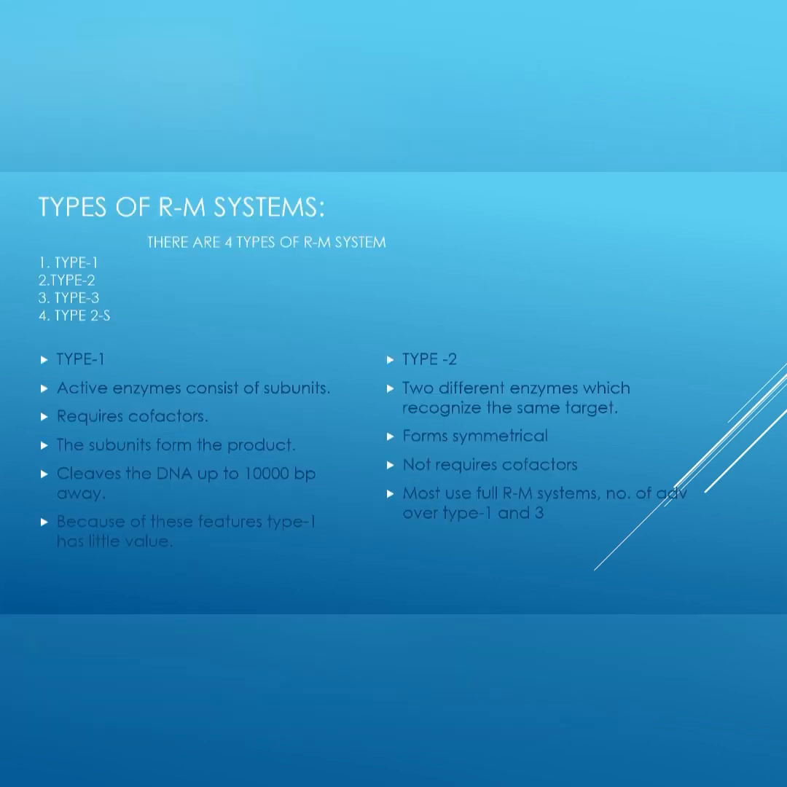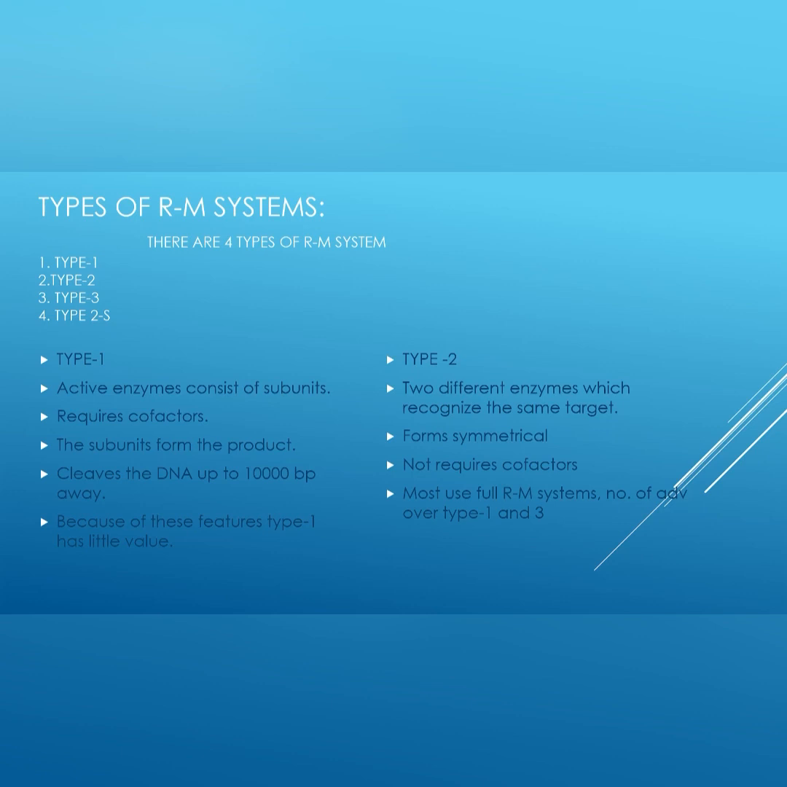Now let's talk about the types of RM systems. RM means restriction and modification systems. There are 4 types of RM systems: type 1, type 2, type 3 and type 2S, which differ primarily in structure, cleavage site, specificity and cofactors. 4 different types of restriction and modification systems have been recognized, but only one is widely used in gene manipulation.